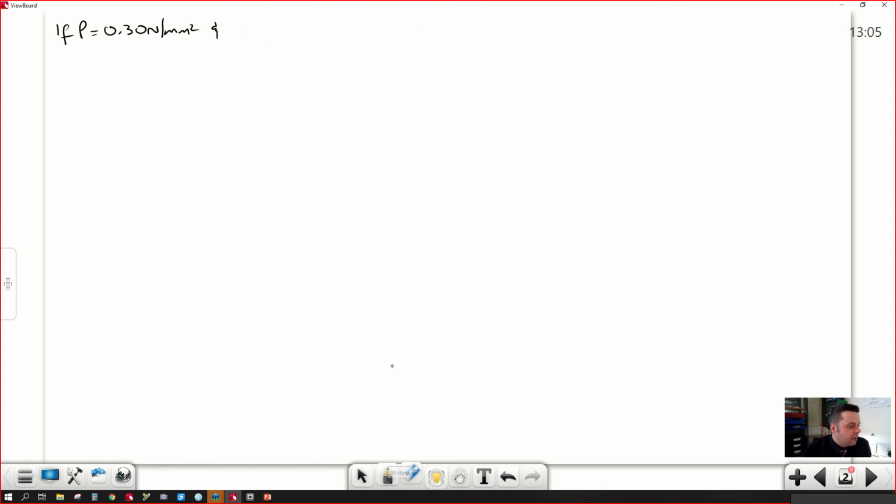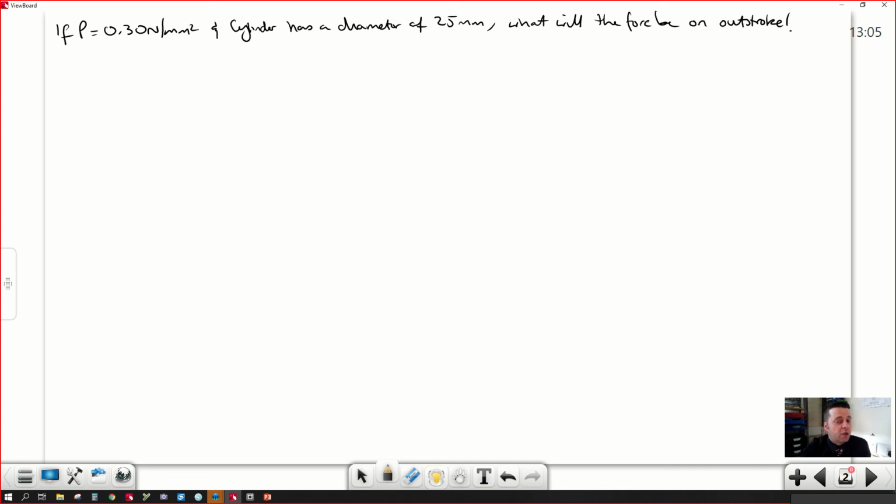And the cylinder has a diameter of 25 millimetres. What will the force be on outstroke? And we were really cute in there and put outstroke in there for a very particular reason that we'll come back to later.